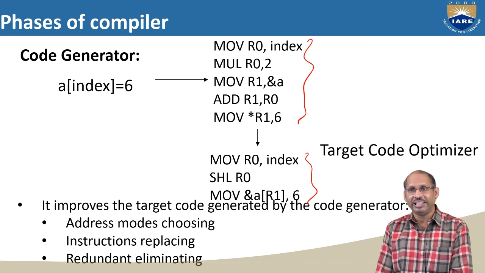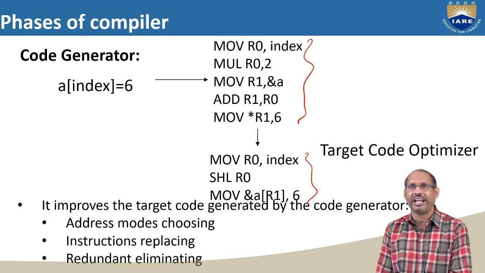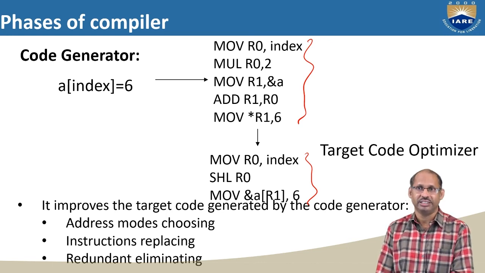Right? So in the next class, we'll discuss the symbol table and the error handler, what their purpose and uses are, and how they interact with the phases of a compiler. So for today, I'm closing this section.